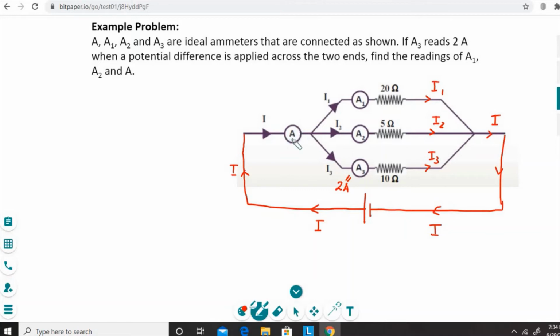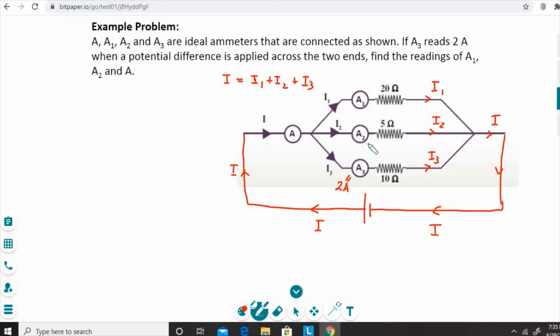We already know how to find A because the reading for A, which is I, from conservation of charge, we know that's equal to I1 plus I2 plus I3. So we only need to find I1 and I2 because I3 is given, and then we can find I, or the ammeter reading in ammeter A. But how are we going to find A1 and A2?